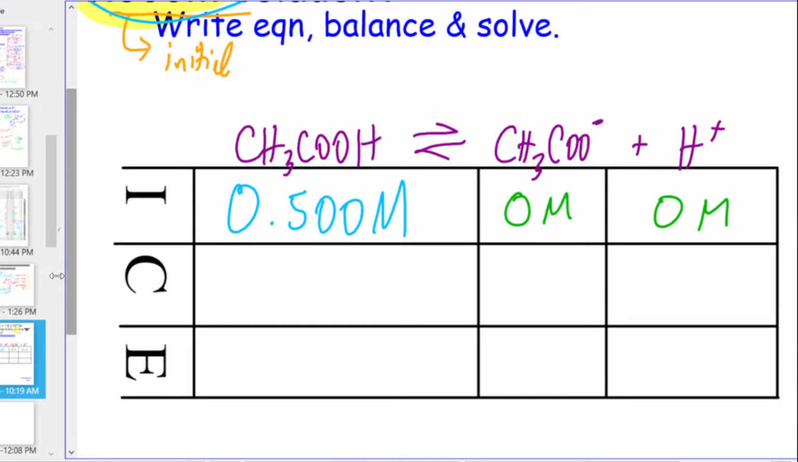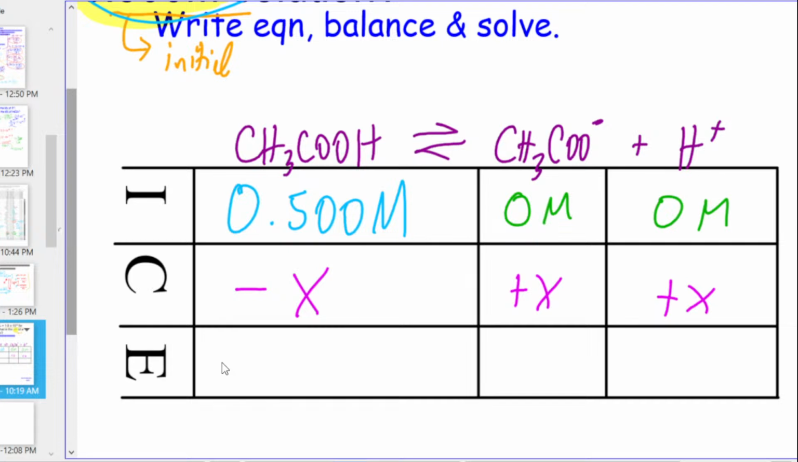Now I'm going to ask someone else. What do we put in for our values under change? Andrew Kim, you have been chosen. Negative x under CH3COOH. Lovely. Then it's going to be plus x, and then another plus x. How'd you know this side was negative? Because that side has the 0.500. Makes sense.